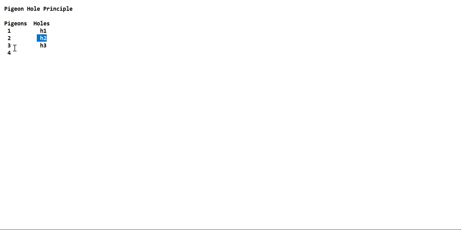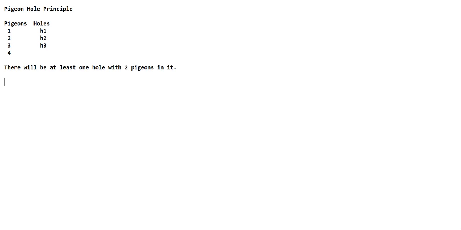Okay, so now what happens is, pigeon number 1 goes to hole 1, pigeon number 2 goes to hole 2, pigeon number 3 goes to hole 3, but then we are left with one extra pigeon number 4, and all holes are filled, so it has to go to one of these holes, h1, h2 or h3. So there will be at least one hole with 2 pigeons in it.